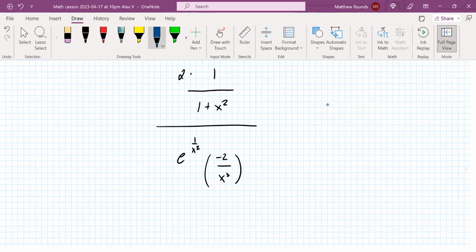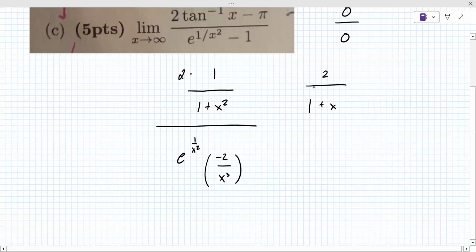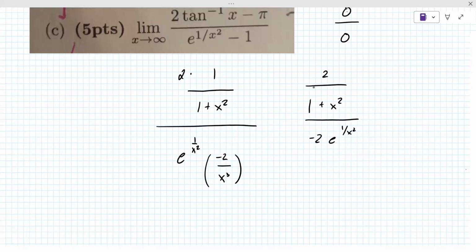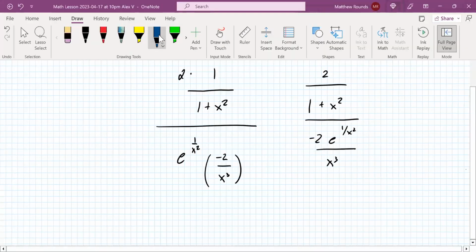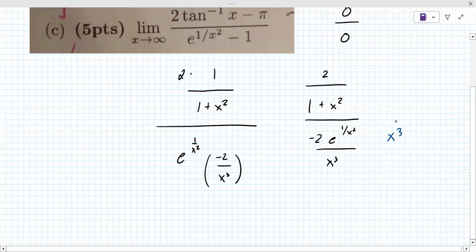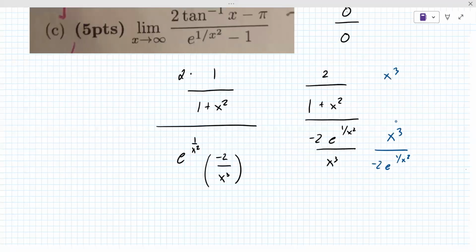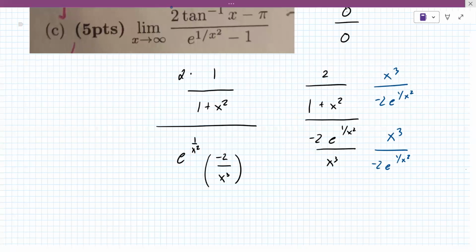Recall that working out here, we ended up multiplying. Let's do a quick rewrite of this. 2 over 1 plus x squared, negative 2 e to the 1 over x squared over x cubed. And then we talked about multiplying by the reciprocal here. So we got x cubed over negative 2 e to the 1 over x squared, like that.